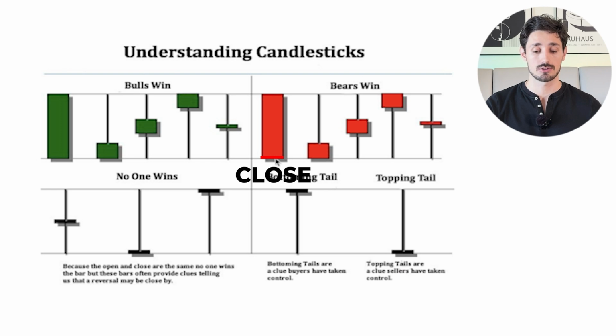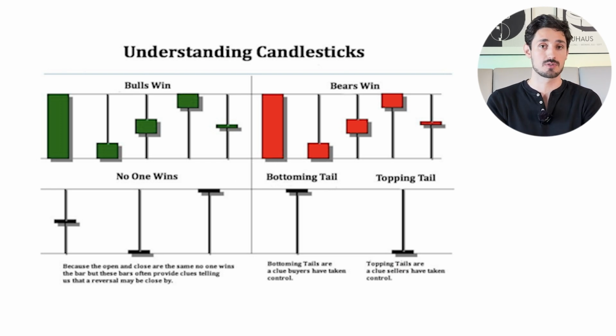We don't have a tail, so that bottom of the body represents the lows of where we closed and the absolute lows of that candlestick's time frame. The same exact thing applies for a red candlestick, except it's the opposite. Prices opened up here and then closed at the bottom of the body. We don't have any tails, so the top and bottom of the body represent the highs and lows of price action during that candlestick's time frame.